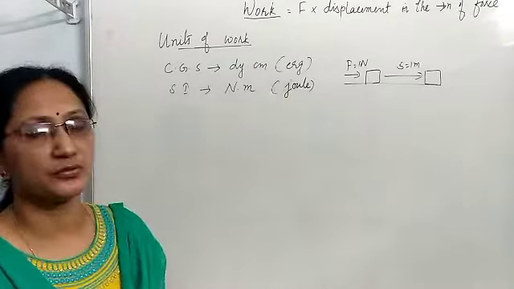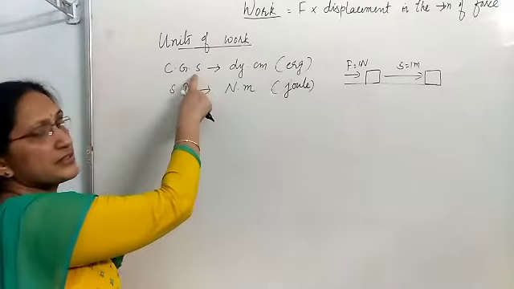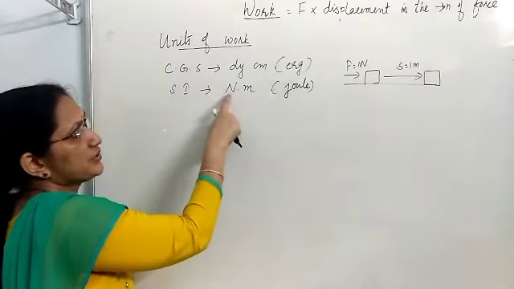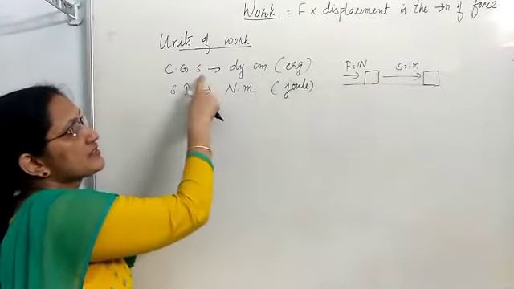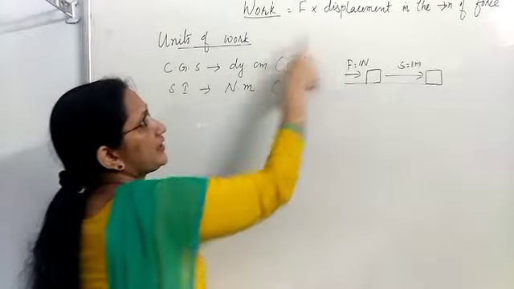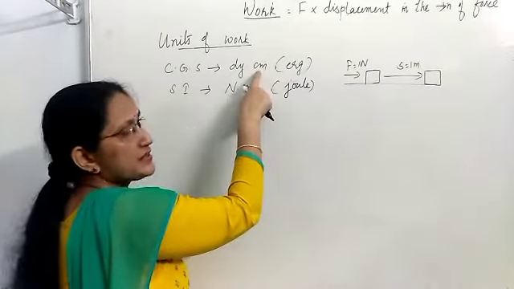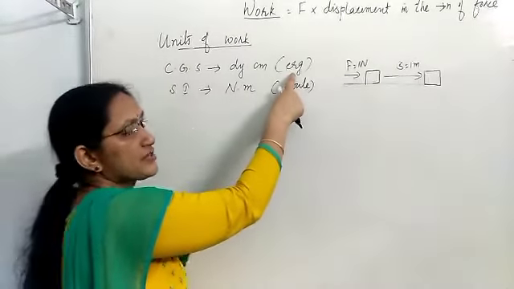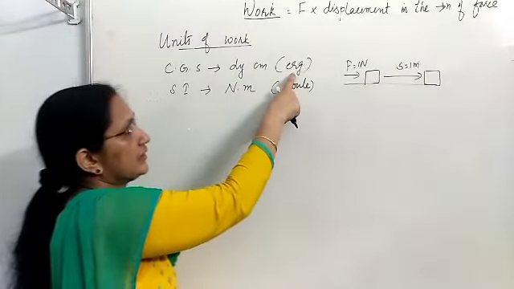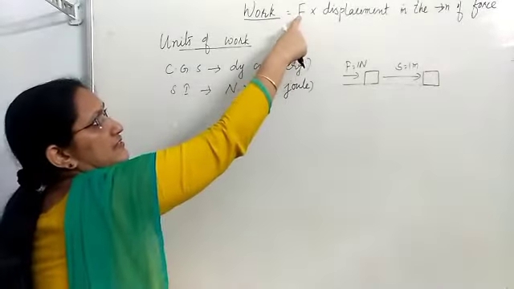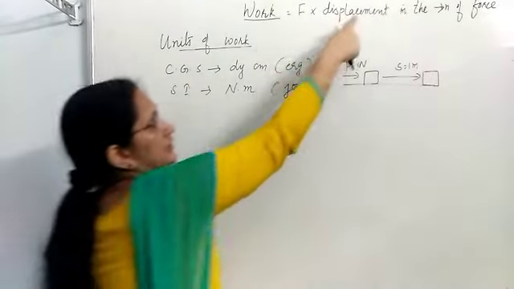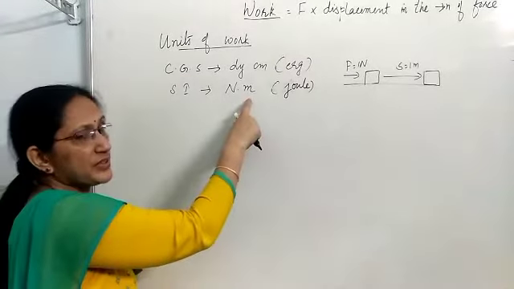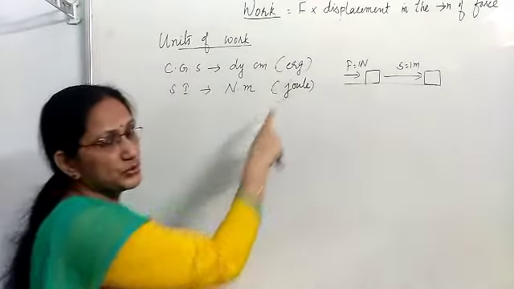Now units of work. It has a CGS unit, that is dyne centimeter, and an SI unit, Newton meter. In the CGS system, force is measured in dyne, displacement is measured in centimeter. So the CGS unit of work is dyne centimeter. It has a short form, that is erg. In the SI system force is measured in Newton, displacement is measured in meter. So the SI unit of work is Newton meter, its short form is Joule.